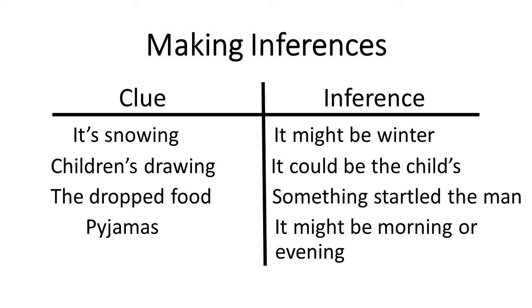Our next clue was children's drawings. The inference we could make from this is it could be the children's. Our next clue was the dropped food. The inference we could make from this, something startled the man. And finally, our last clue were the pyjamas. The inference we could make from this is that it might be morning or evening.